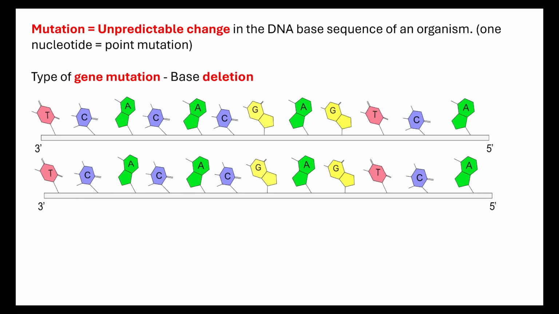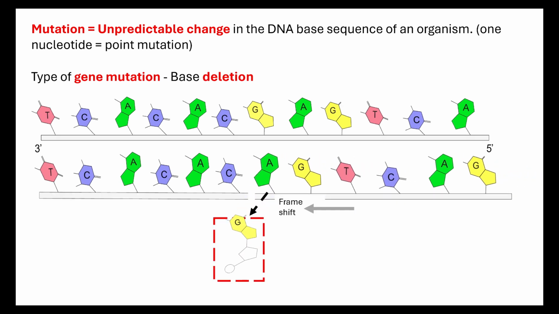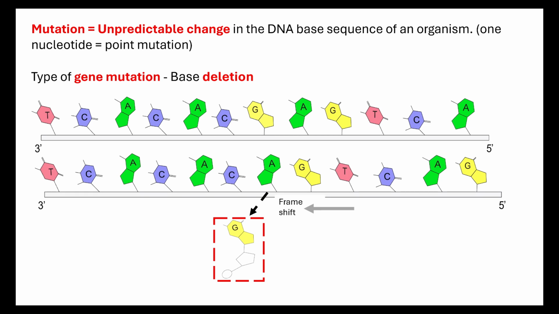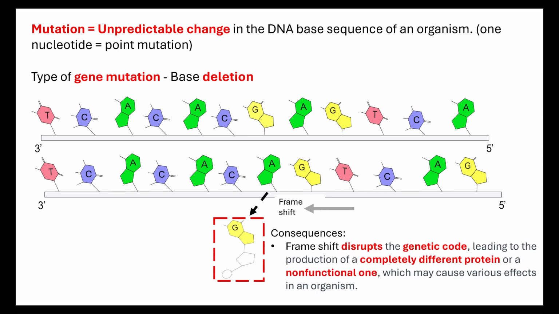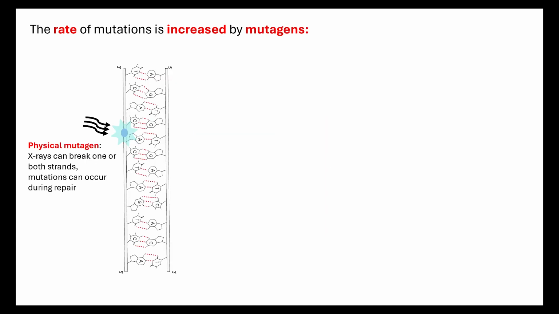And that'd be the same if we deleted a base out. So if we take the guanine out here, this time again, we've got another frame shift, but it's going in the opposite direction. So again, we are disrupting the genetic code, leading to this production of a different protein, a non-functional one. So the rates of mutation are obviously spontaneous with DNA replication, but we can increase them with mutagens.